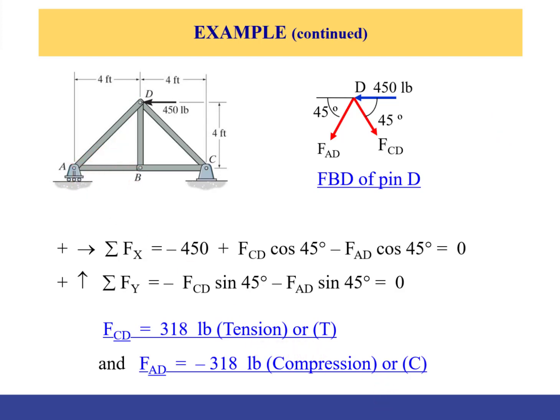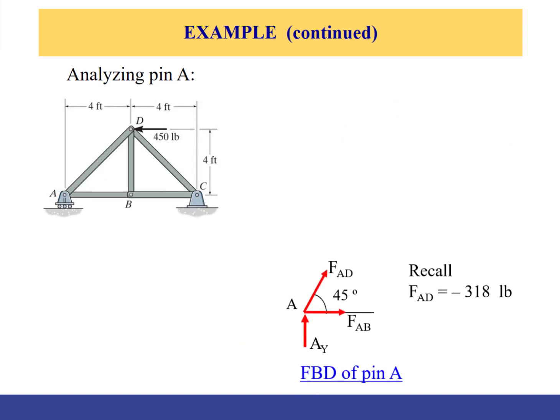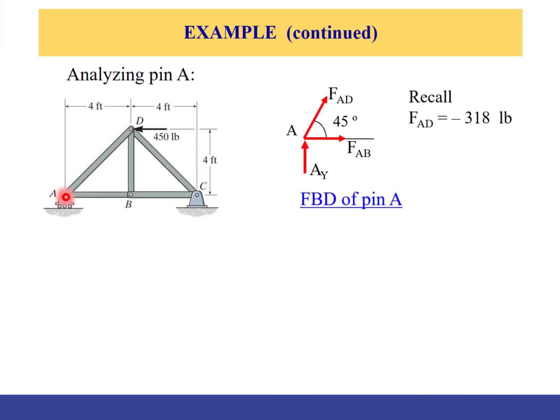So joint A has a reaction force from that support. Don't forget that. Or assume it to be positive up. Just assume it that way. Now we know FAD, but we don't know FAB. FAD value is negative 380. I keep it that way.